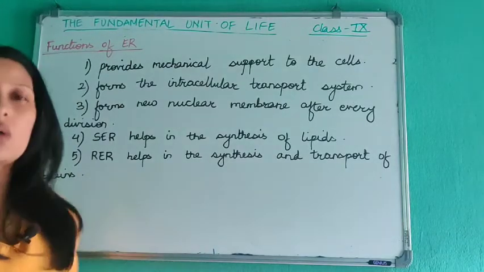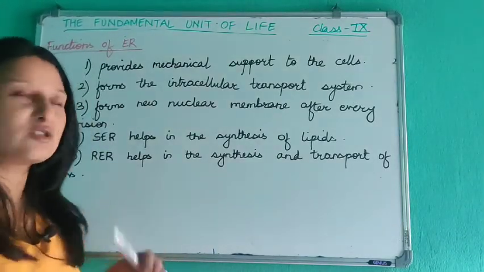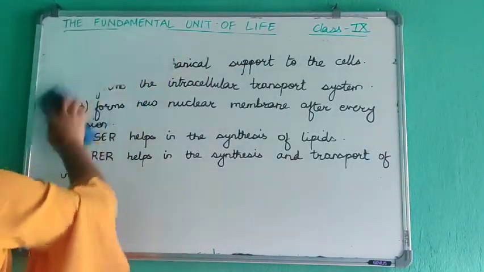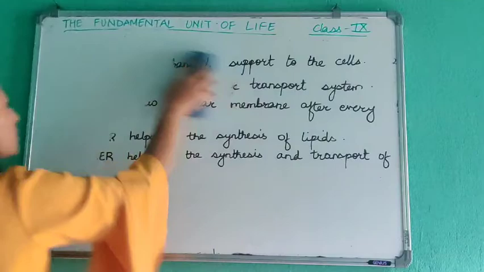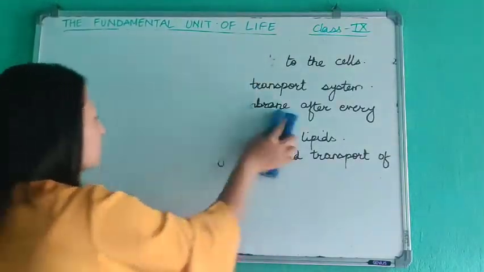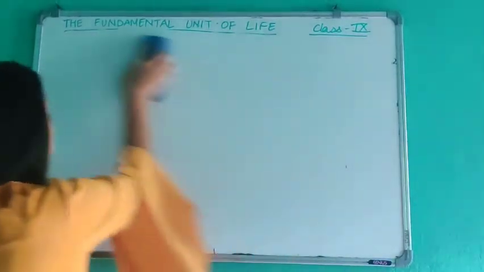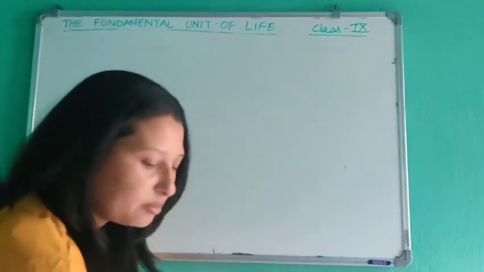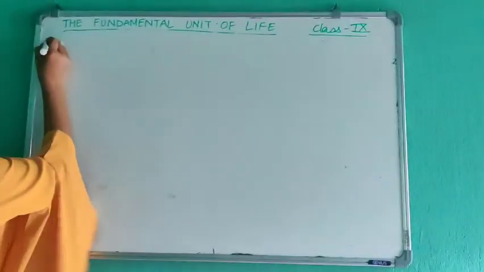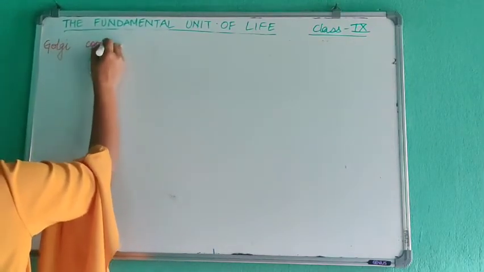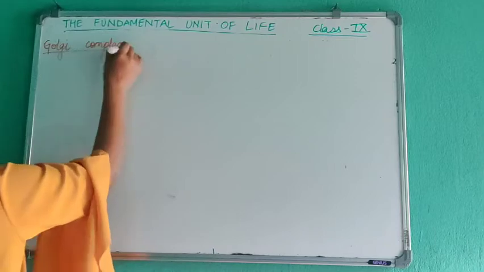Now let us talk about another cell organelle that is found inside the cell. त्यसलाई चाहिँ भनिन्छ हामी Golgi complex. Okay, it is also known as Golgi body or it is also known as Golgi apparatus. Okay, Golgi complex पनि भनिन्छ, Golgi body पनि भनिन्छ and Golgi apparatus पनि भनिन्छ.